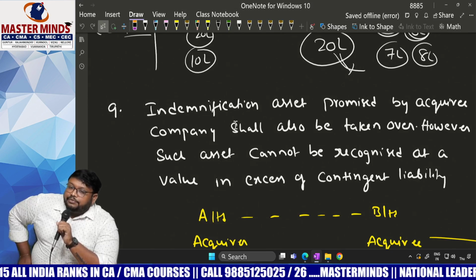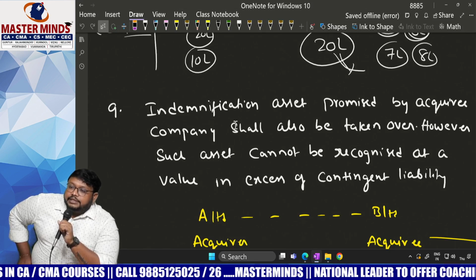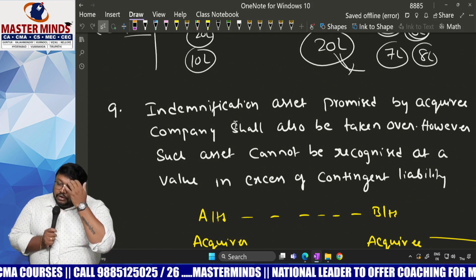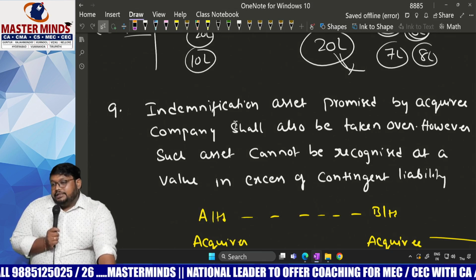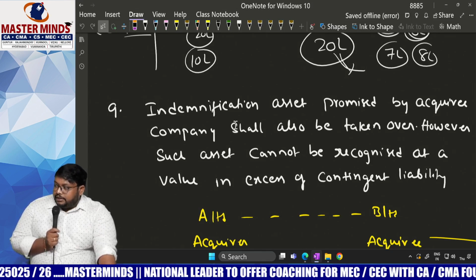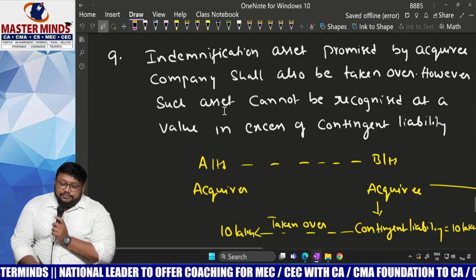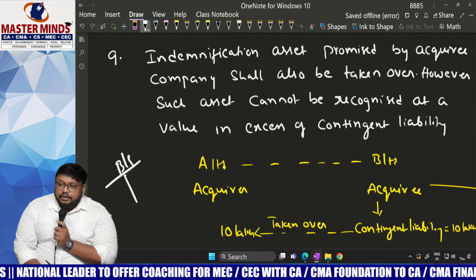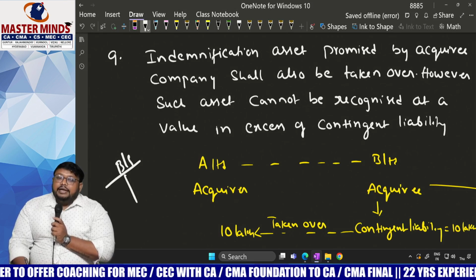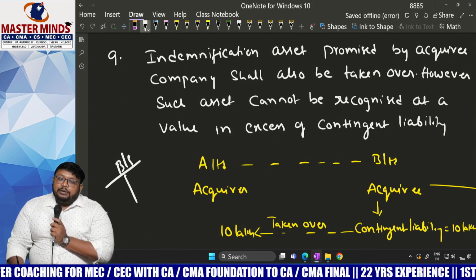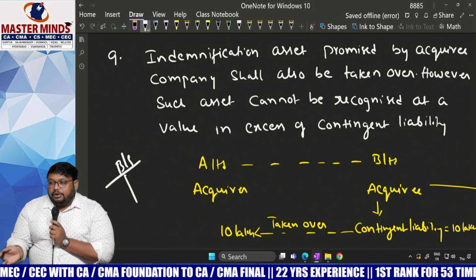Indemnification asset. What is an indemnification asset? The amount compensated by the acquiree, the amount payable in terms of contingent liability. If any contingent liability is there, and any compensation is paid by the acquiree for it, such compensation we can call an indemnification asset. It is not in the balance sheet of the acquiree, but we are recognizing that asset also, because it is promised by the acquiree. If any contingent liability becomes payable, he will compensate that amount.